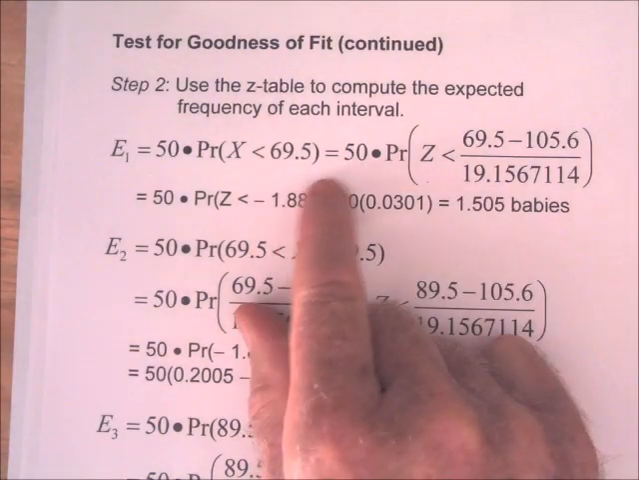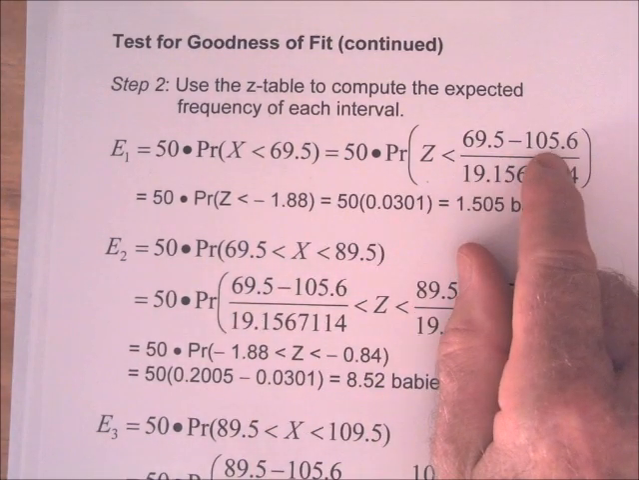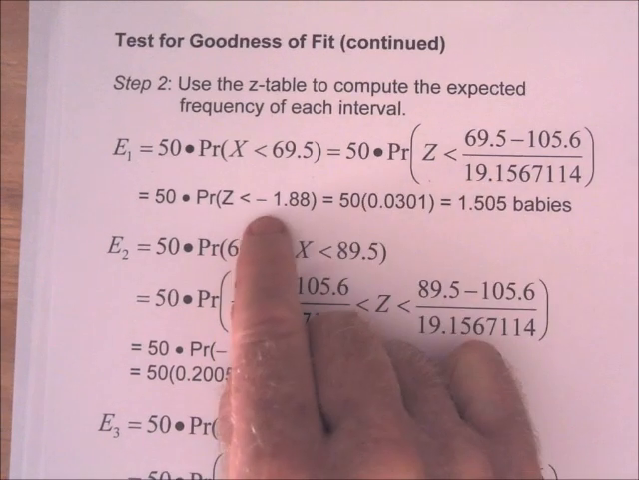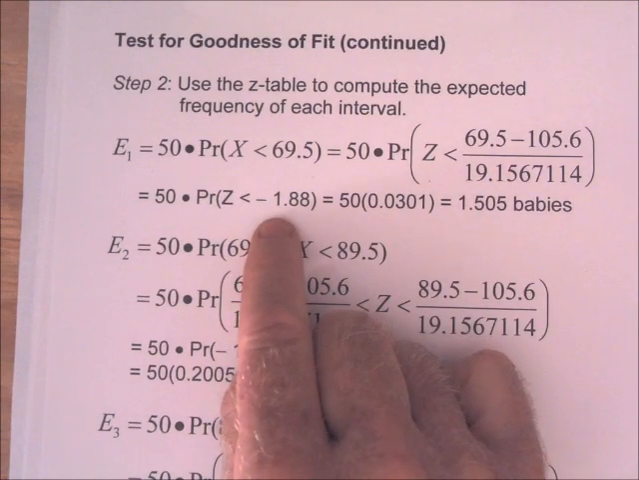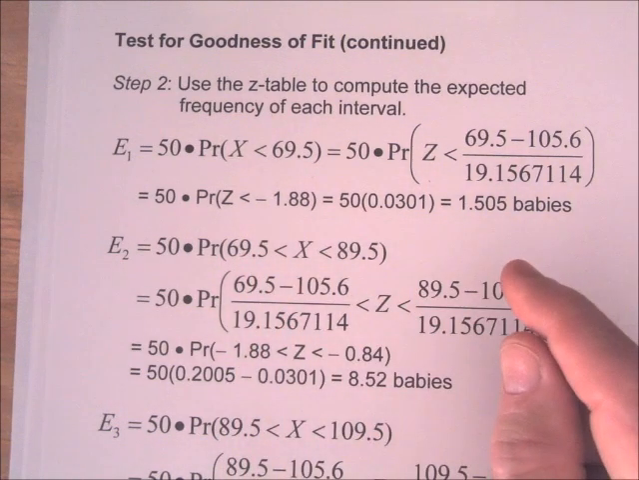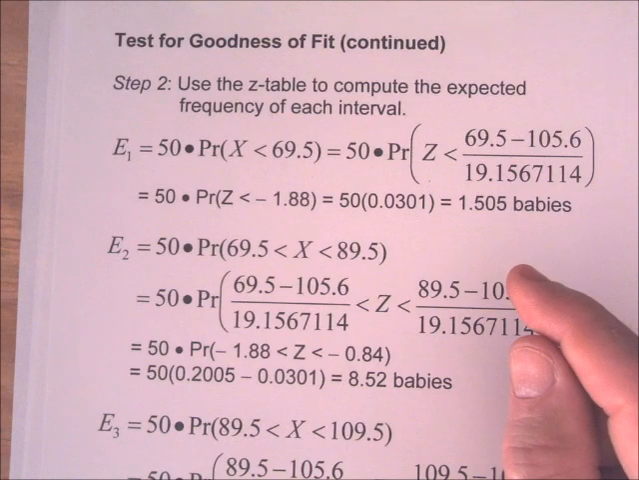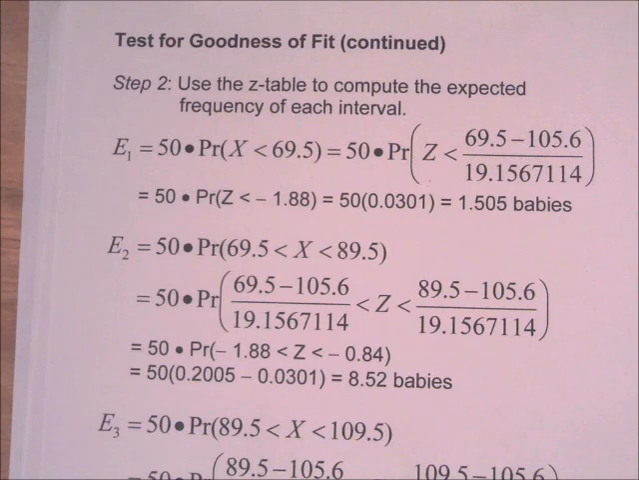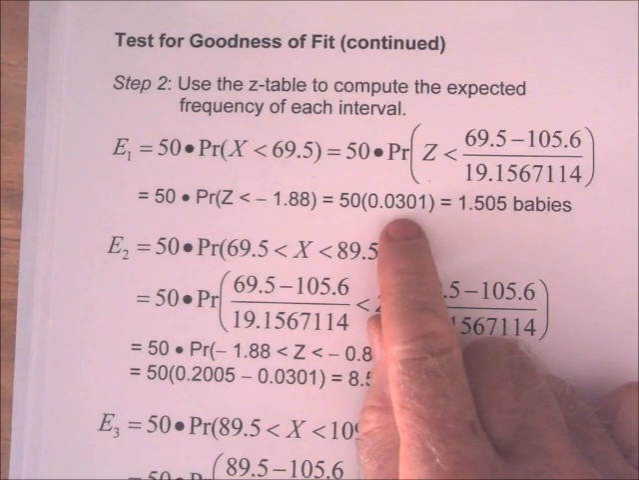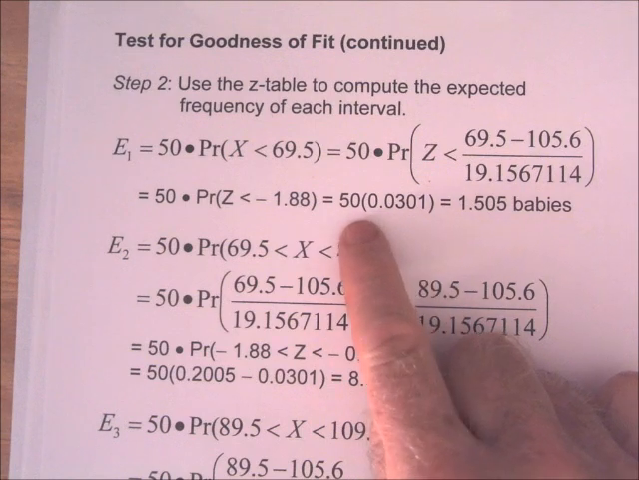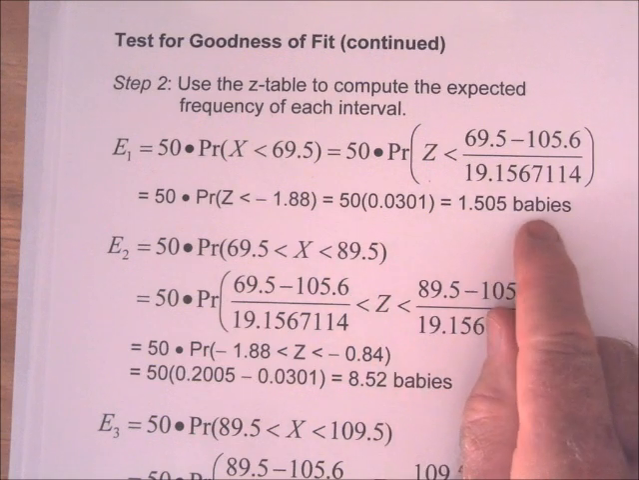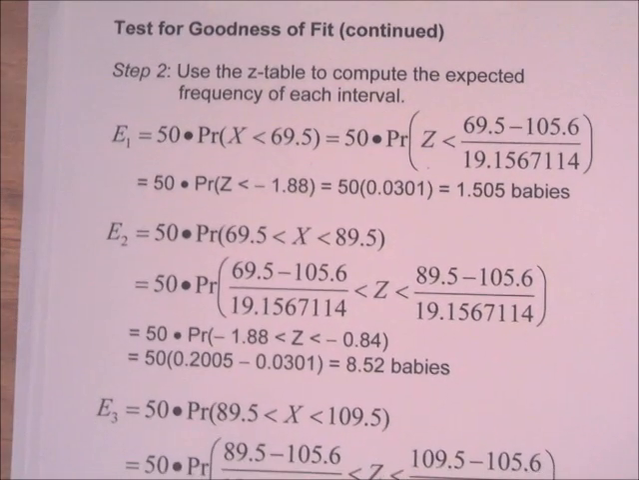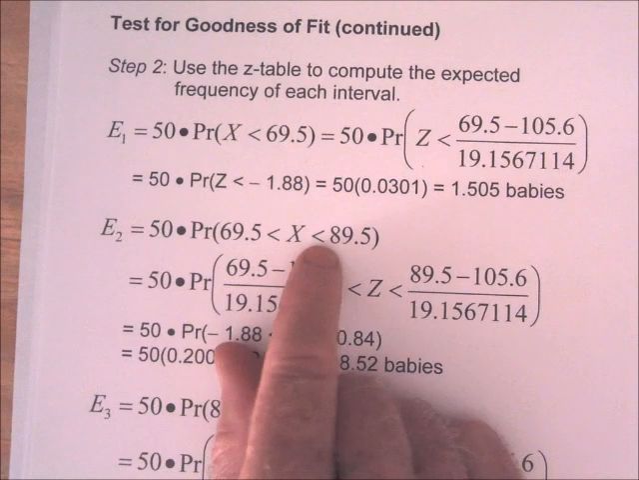So we can compute the z-score: subtract the mean, divide by the standard deviation. We get a z-score of negative 1.88, and we can look that up in the table. Actually our table doesn't have the negative z-scores, so we'd have to look in positive row 1.88 and subtract it from 0.5 to get a probability of 0.0301, multiplied by 50, and we get 1.505 babies.